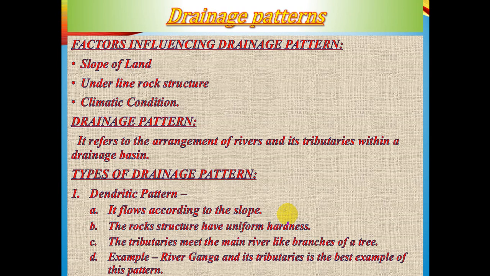Now this dendritic pattern flows according to the slope. Where there is a break of slope, the rivers are able to come and join the main stream just like a branch. Now the rock structure has uniform hardness. And when it is of uniform hardness, that means due to the altitudinal variation, the tributaries are joining the main stream. The tributaries meet the main river like a branch of a tree, and the best example that we can see following this pattern is river Ganga along with its tributaries.